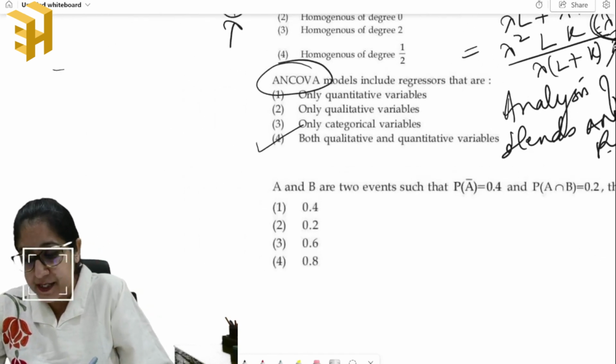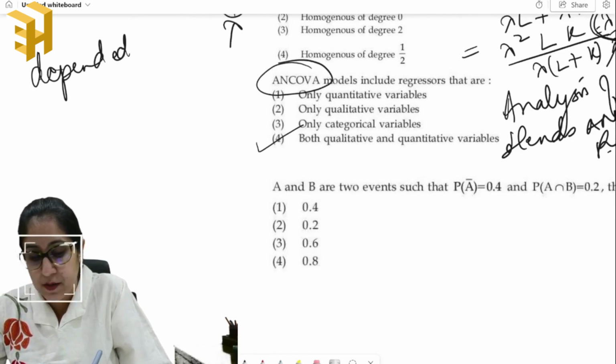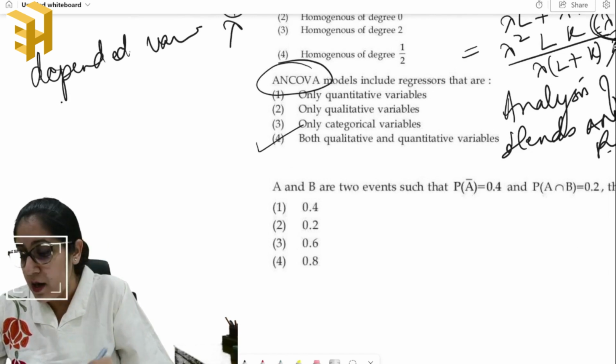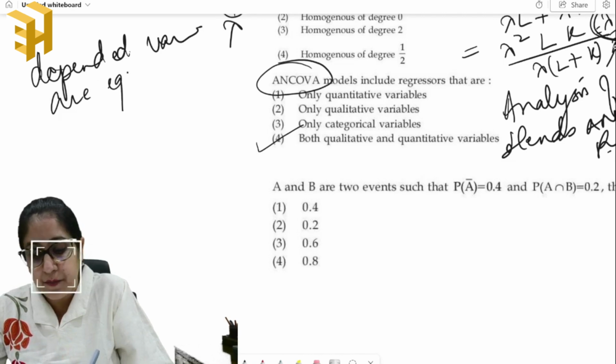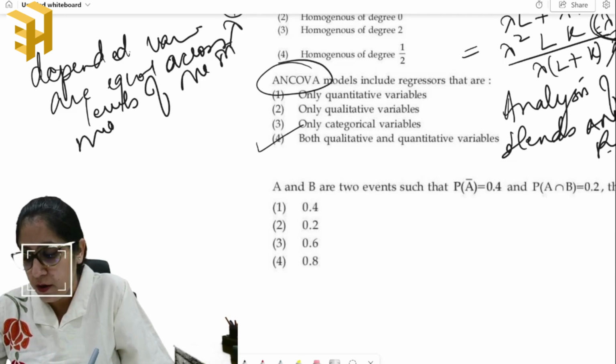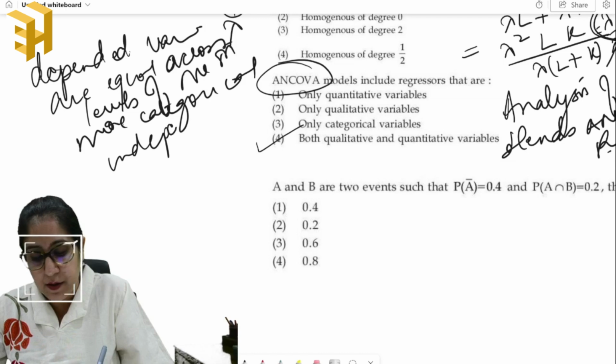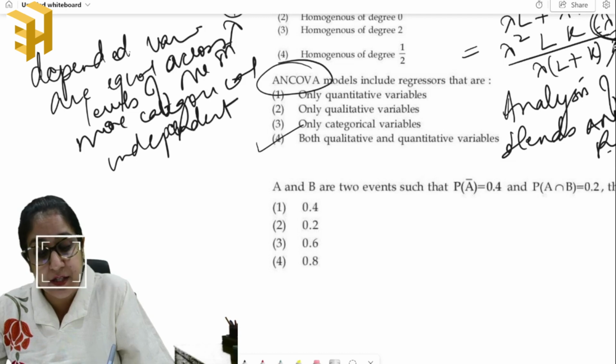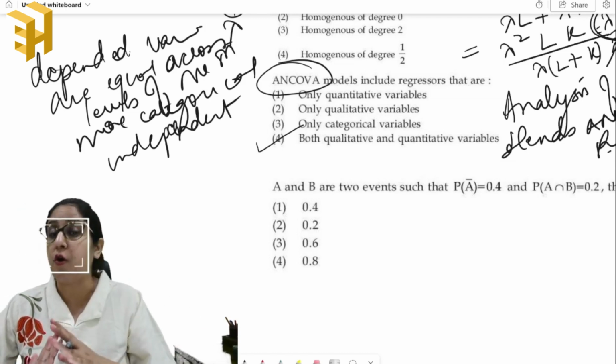So we can just write down what we mean by ANCOVA basically. It means how the dependent variables are equal across levels of one or more categorical independent variables, and whether these independent variables are continuous or not.